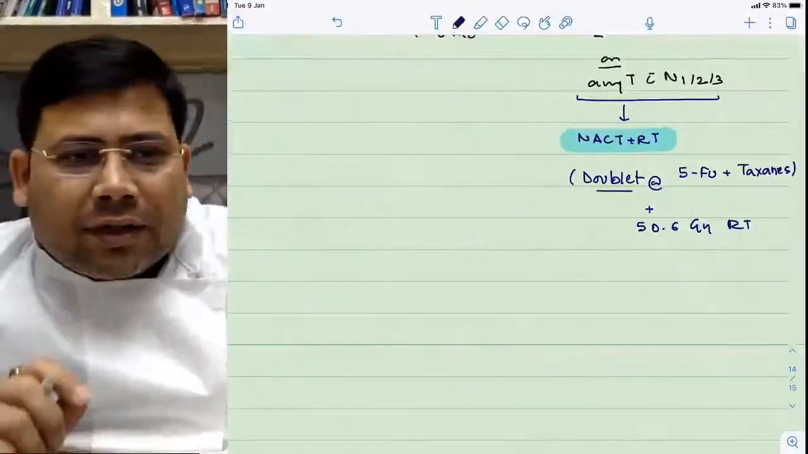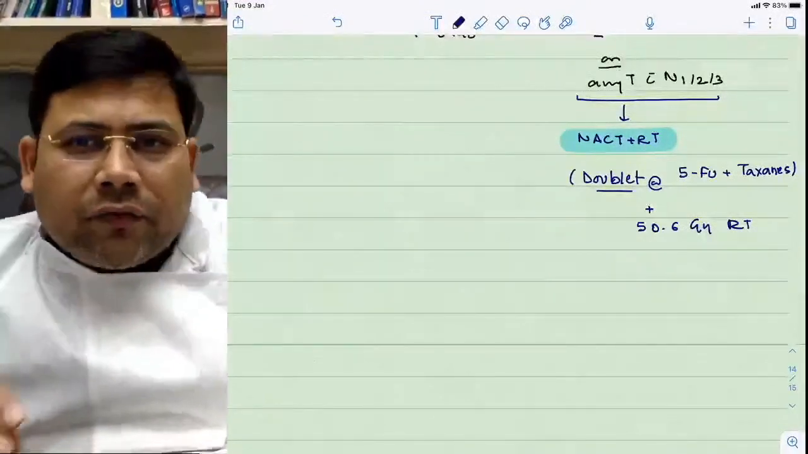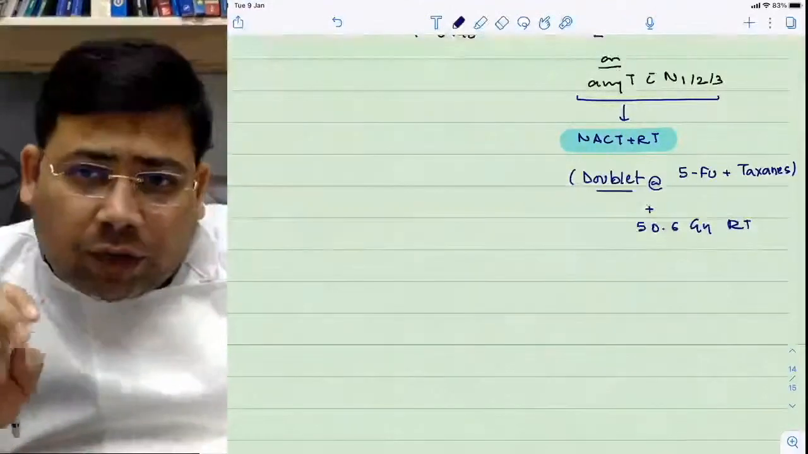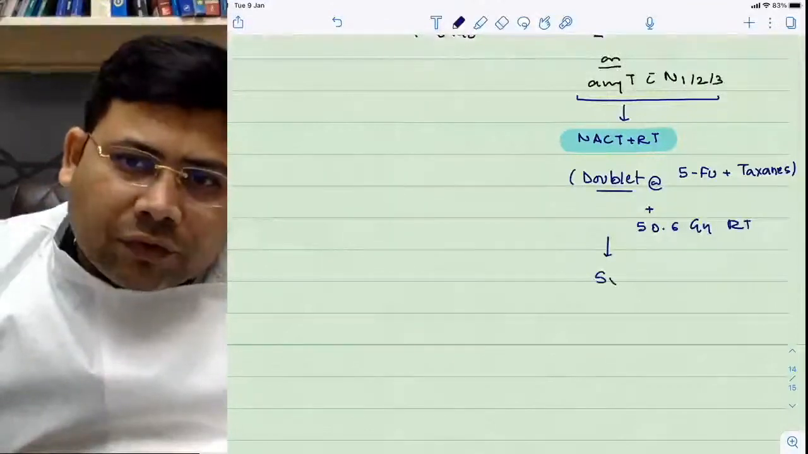So, what is the reason behind doing neoadjuvant chemo and radio? The answer is to downstage the tumor and reduce its size to make it more resectable. And after that, you have to go for surgery.